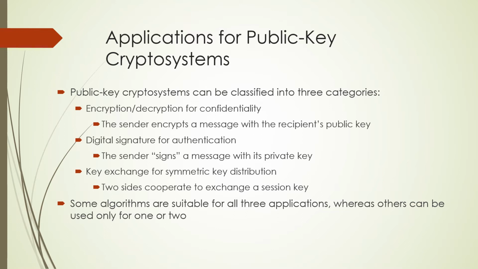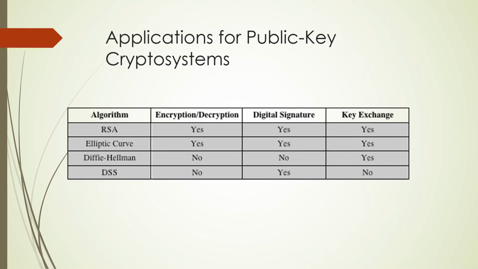And some of the algorithms or some of the public key crypto systems are suitable for all these three classes or all these three types of applications. However, some others can only be used for one of the three applications or two of the three applications. So let's take a look at this table, which basically introduces four public key crypto systems and the applications of those algorithms or those crypto systems.